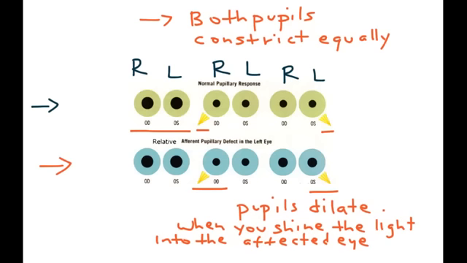This is also sometimes referred to as the swinging light test. And what they mean by that is they first shine the light in the unaffected eye, and then they swing the light over and shine it in the affected eye. And when they do that, they can see this type of pathological finding. So why would this happen? In what medical conditions would you have a Marcus Gunn pupil? So keep these in mind.